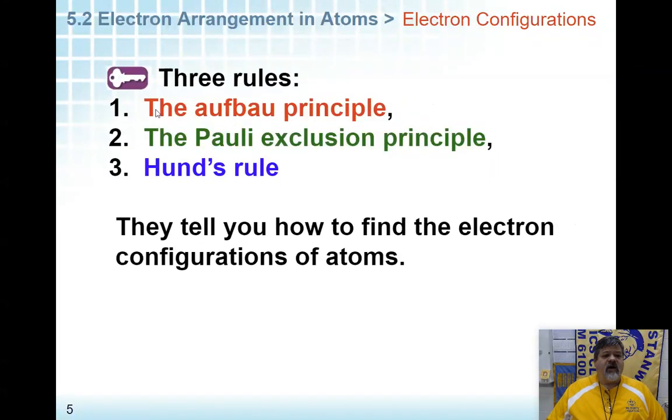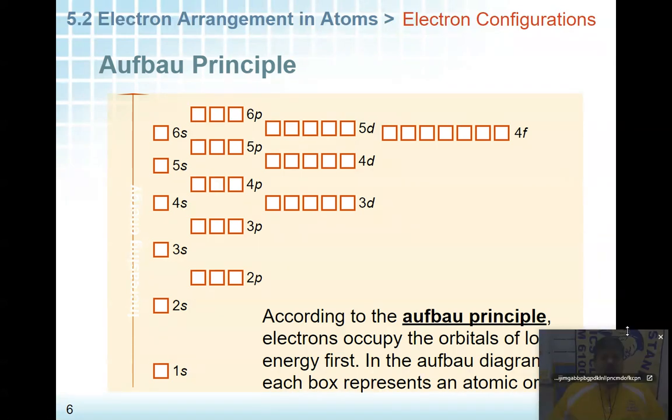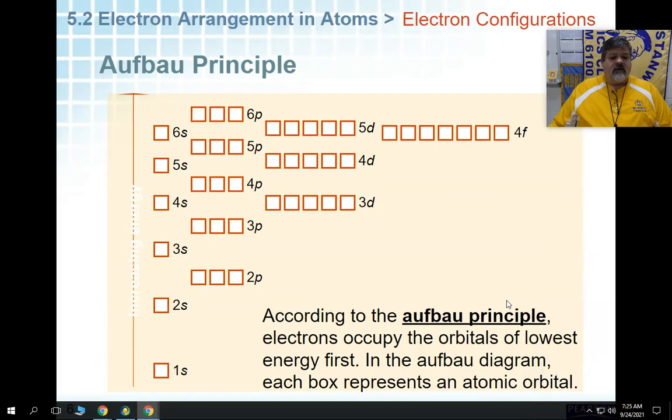So here are the 3 rules: the Aufbau principle, the Pauli exclusion principle, and Hund's rule. They tell us how the electrons fit within the configurations of the atoms and how we're supposed to do it. We can start off with the Aufbau principle. The biggest thing about it is that the lowest energy levels get filled first, which kind of makes sense.